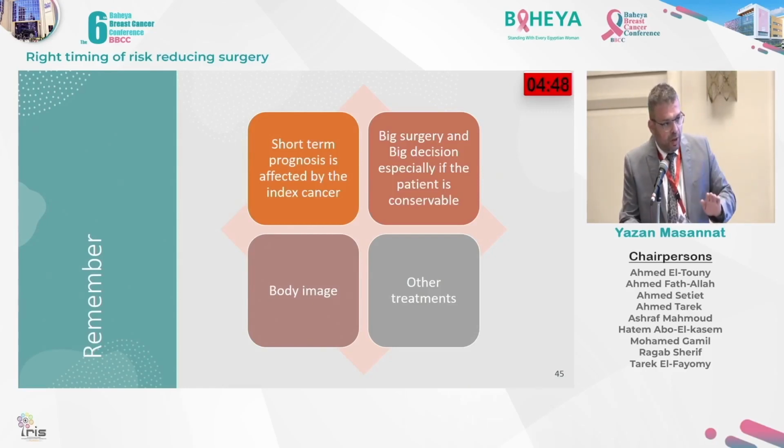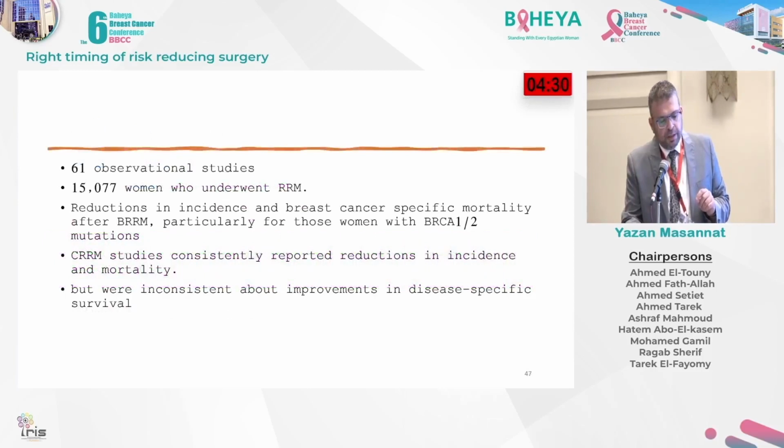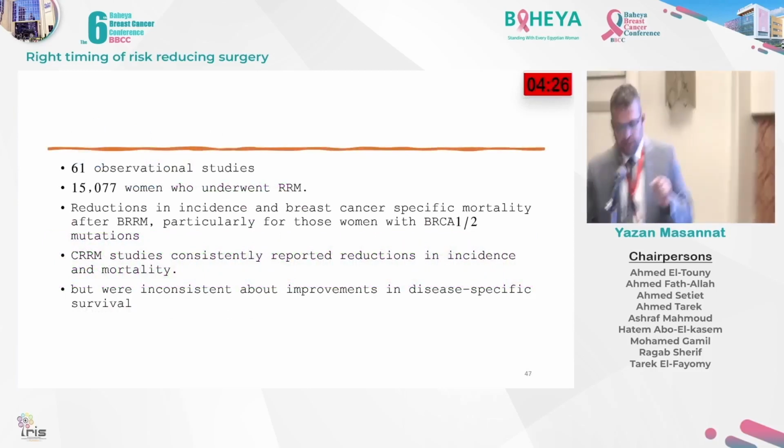But with the larger tumors, sometimes all we need to do is treat the cancer first and then think about the gene later. For the smaller good prognosis tumors, yes, you can consider contralateral risk-reducing mastectomy. If you look at the Cochrane library, there is one Cochrane review looking at all of that. They had 61 observational studies with 15,000 women.